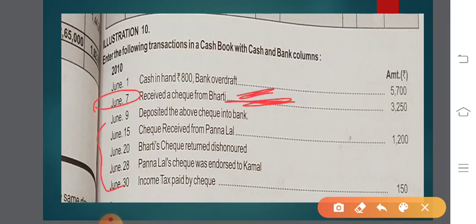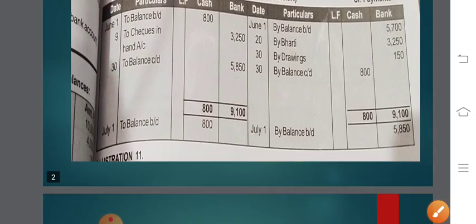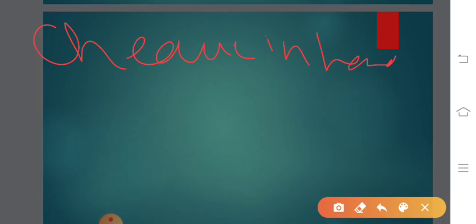So what is happening here? On 7th June we just received the check. Since we did not deposit it into the bank, the bank did not receive any amount on 7th June. So let's understand how we'll pass the effect. On 7th June, we just received a check. So what is coming to us is a check, so we'll write here check in hand account debit.